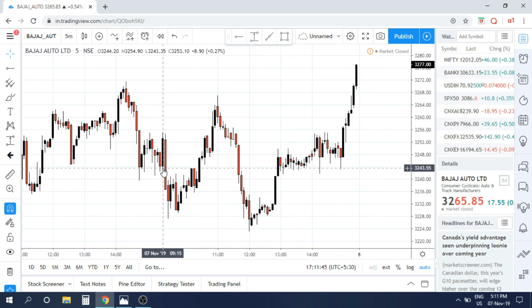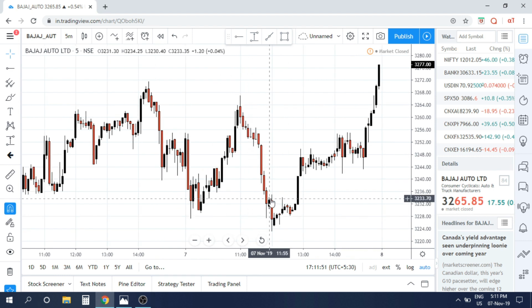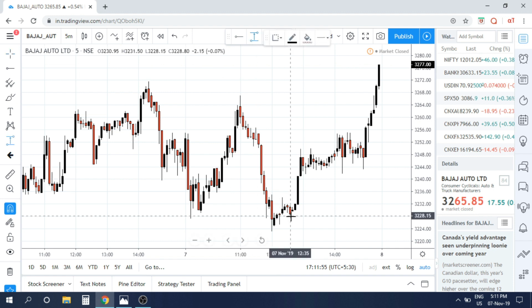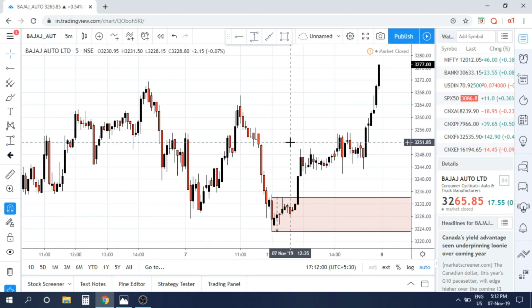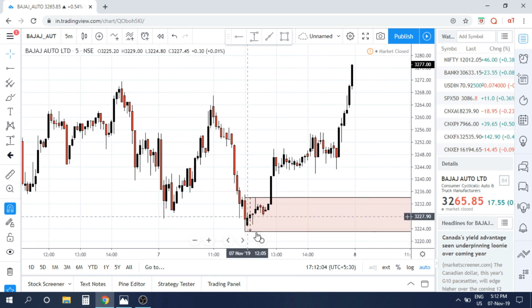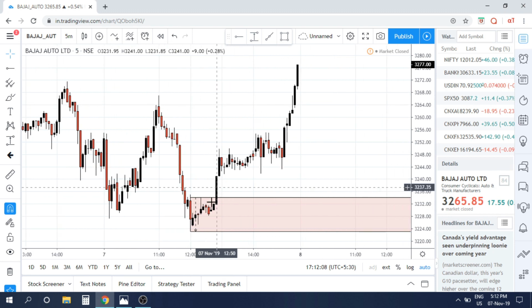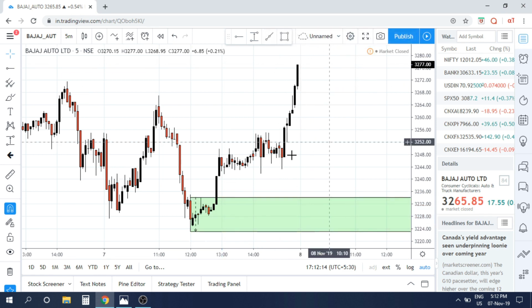Right, so let's look at more demand and supply zones. So here again we have another drop, a few bases, and then a rally. If we again mark this zone, again not commenting on its tradability, I'm just telling you that this is a valid zone. Sorry, this is a demand zone, so I'll mark it with green color.